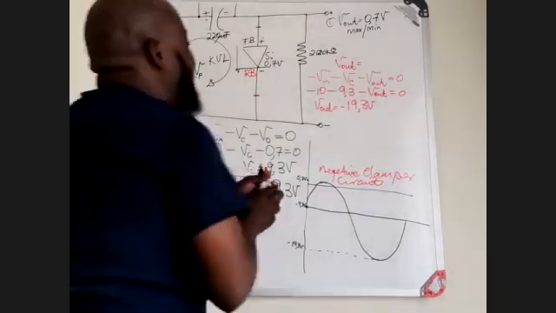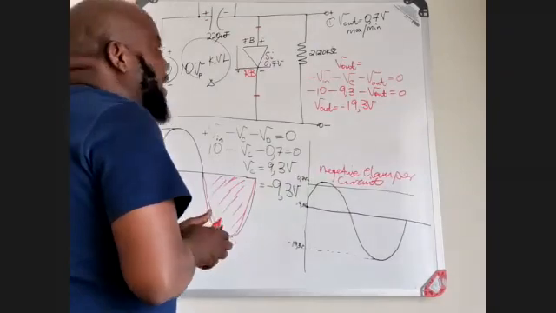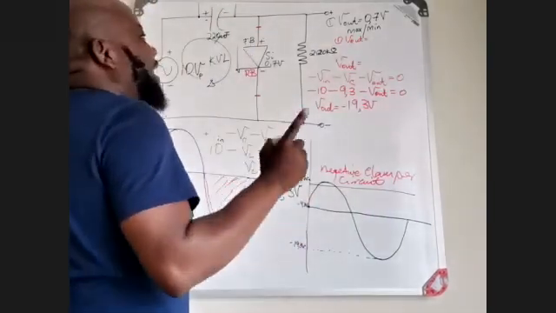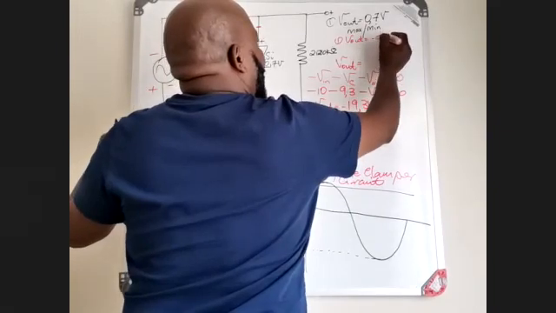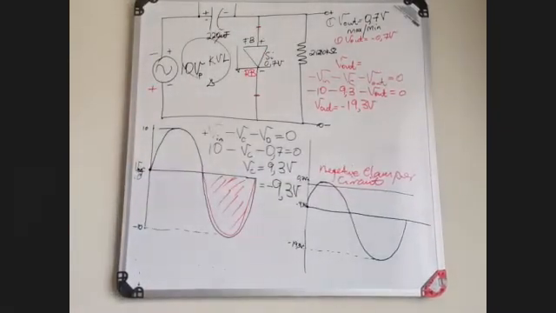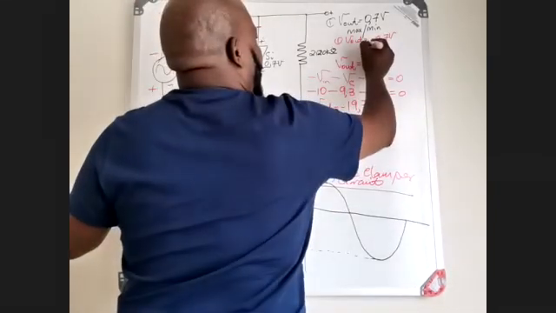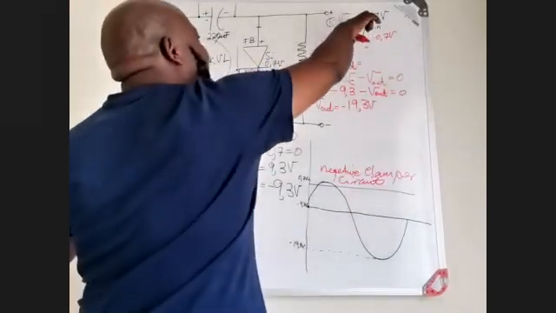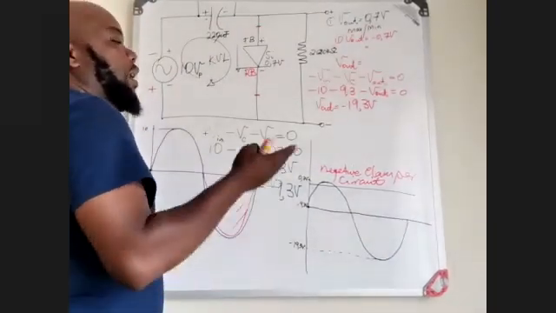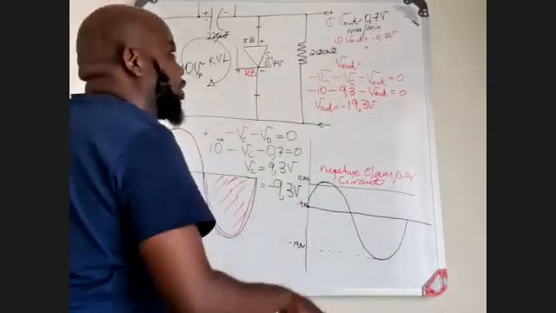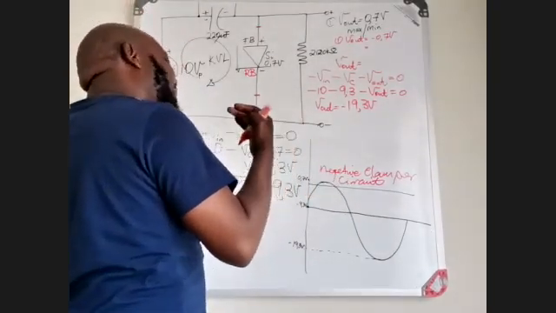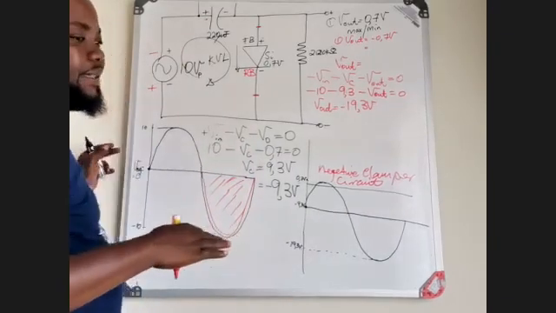If you come across your first V out as minus 0.7 volts, just know that this component is going to move upwards. If it's positive, it's going to move downwards. Negative is going to move upwards. Positive is going to move downwards. Then it's either a positive clamper or a negative clamper circuit.